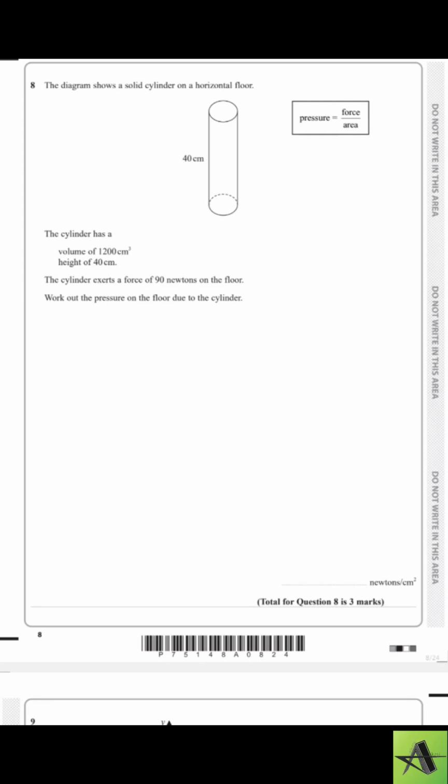Now they have already mentioned the formula, which is pressure equals force over area, and we have studied that in physics as well. So pressure is force over area. For force, we know it's basically the weight. In the downward direction, the force is the weight. So the cylinder exerts a force of 90 newtons on the floor, which is already mentioned. So pressure is equal to 90 over area.